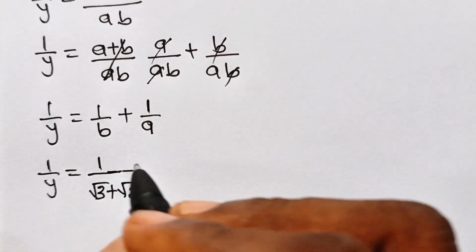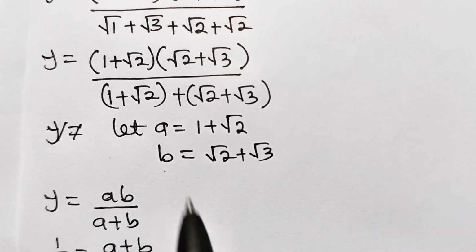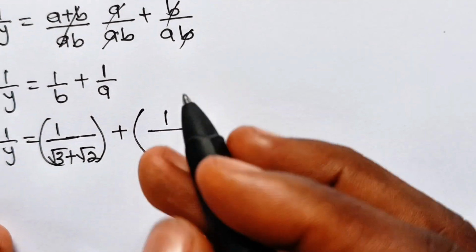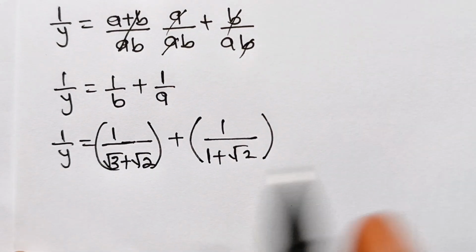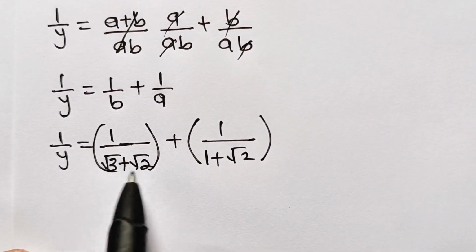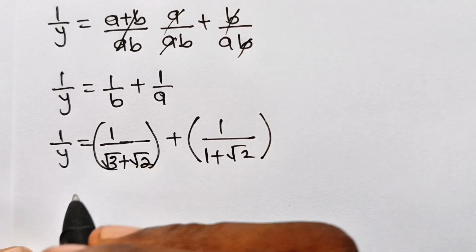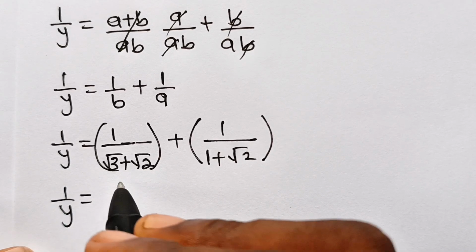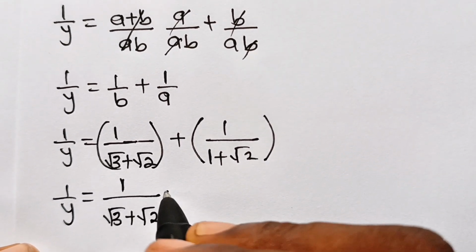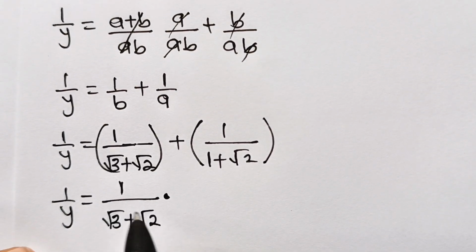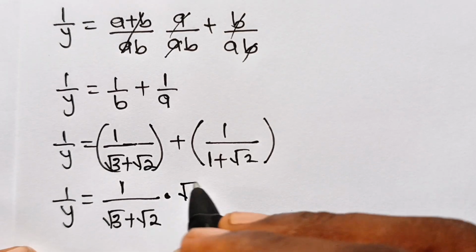Plus 1 over our a, which is 1 plus root 2. Now, since we have surds as our denominator, we can rationalize. Now, we have 1 over y is equal to 1 over root 3 plus root 2. Rationalizing, we multiply and divide by the conjugate of this, and the conjugate of the denominator is root 3 minus root 2.